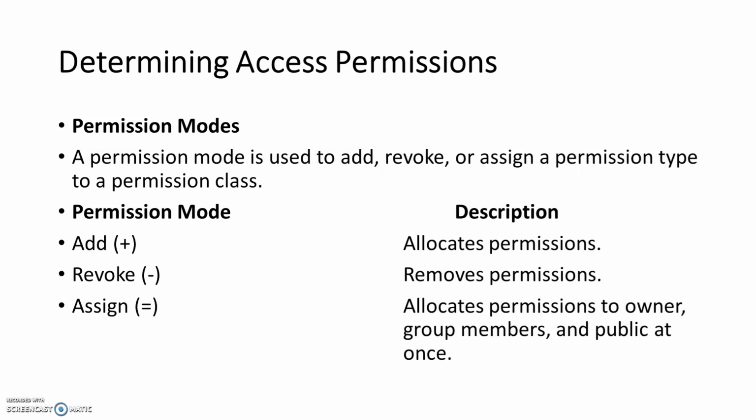Then we have modes of permissions, used when you add a permission, take back a permission, or assign all the permissions to the different categories of users. The first one is add. Add means when you are giving permissions to the users, and for giving permissions we use the symbol plus. Similarly, when you are taking back any kind of permission, we use the symbol minus. When you are allocating all the permissions to the different users, we use the symbol equal to.